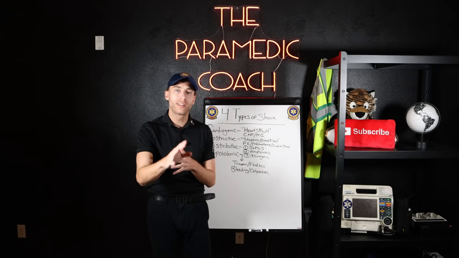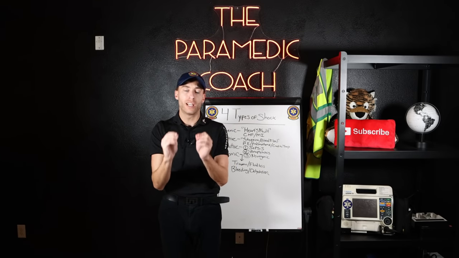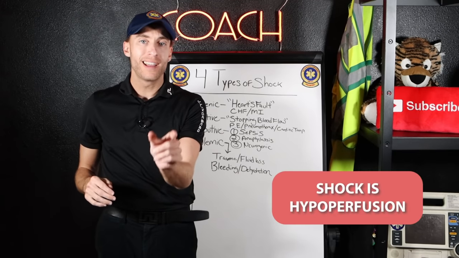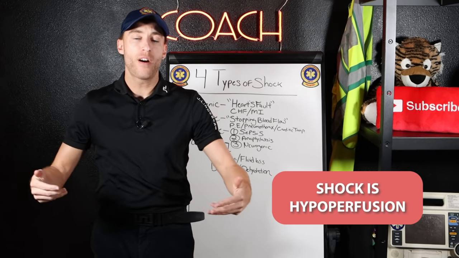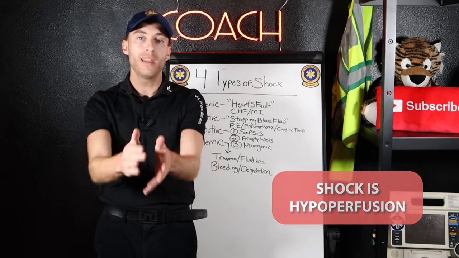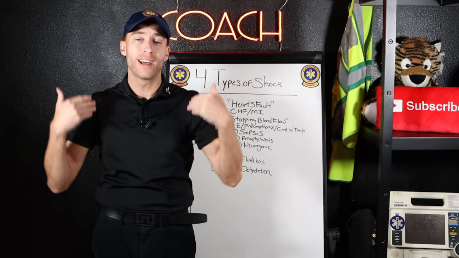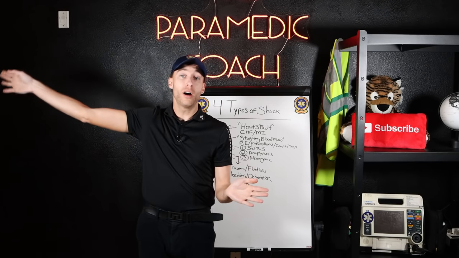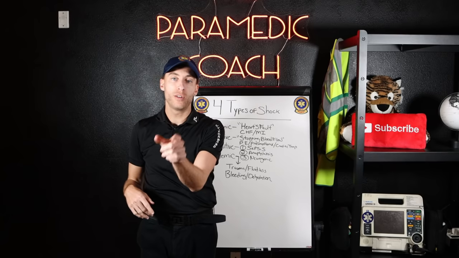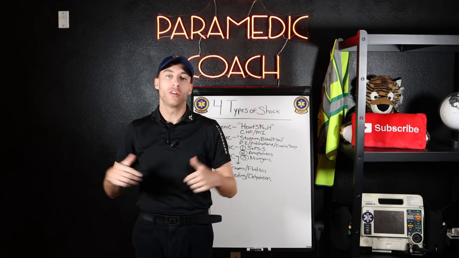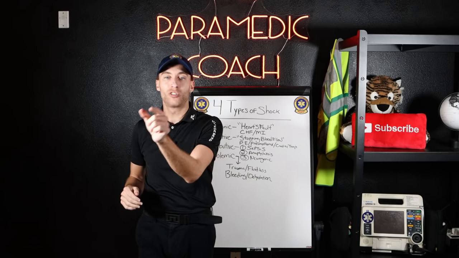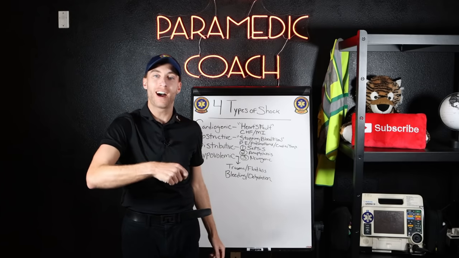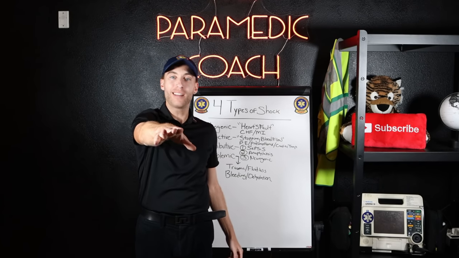Let's get into the four types of shock you've got to understand and know. You're going to get this right now, so hang with me. So remember, shock is hypoperfusion. If I'm perfused in my body, what that means is there's blood and oxygen going to all the cells in my body. Okay. Hypo is not enough. Hyper is too much. So if I'm in hypoperfusion, I'm not getting enough blood and oxygen to my body, which means I'm in shock. We're going to find out right now which one of these shocks we may be in. That makes sense? Okay, great.